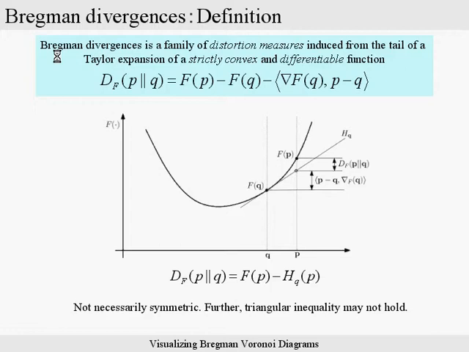Let us now define Bregman divergences. Bregman divergences are a family of distortion measures induced from the tail of a Taylor expansion of a strictly convex and differentiable function f. The divergence from P to Q is given by the following formula and interpreted geometrically as indicated in the figure. Bregman divergences are not necessarily symmetric, and further the triangle inequality may not hold.